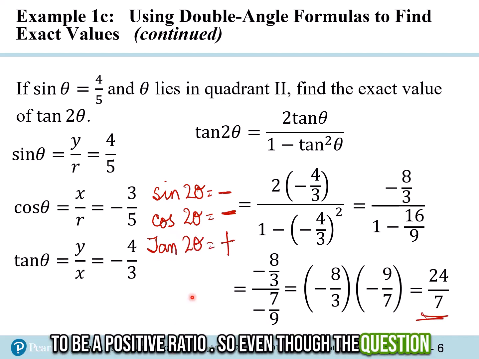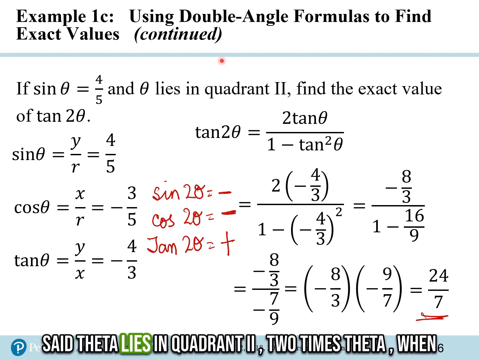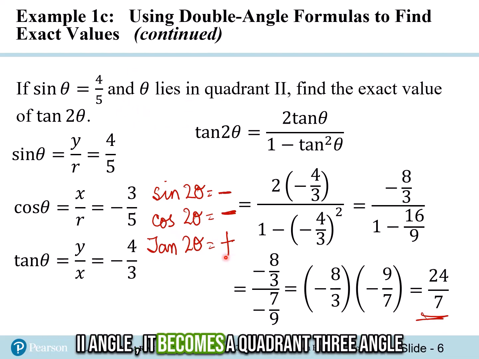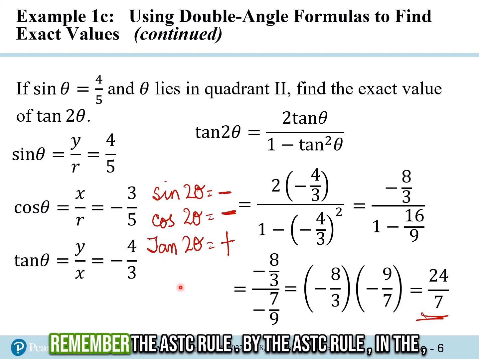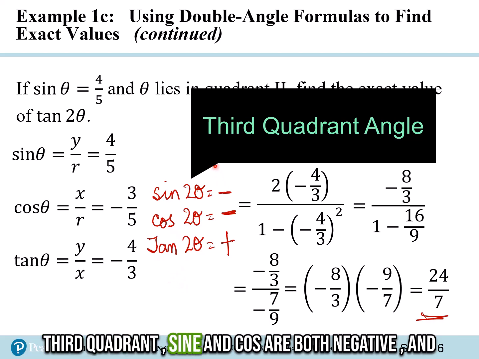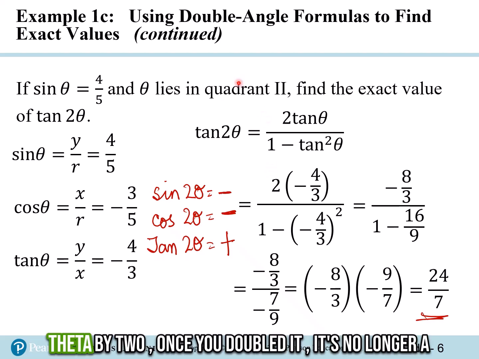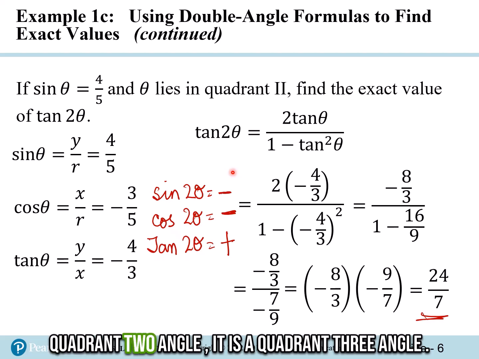So even though the question said theta lies in quadrant 2, when you multiply theta by 2, it is no longer a quadrant 2 angle, it becomes a quadrant 3 angle. Remember the ASTC rule. By the ASTC rule, in the third quadrant, sine and cos are both negative and tan would be positive. So once you doubled your theta, it's no longer a quadrant 2 angle, it is a quadrant 3 angle.